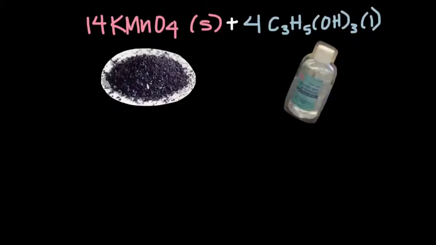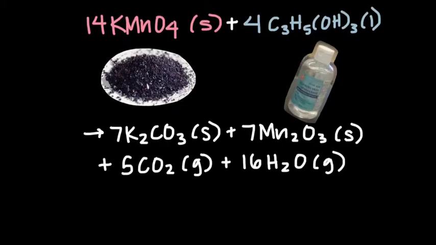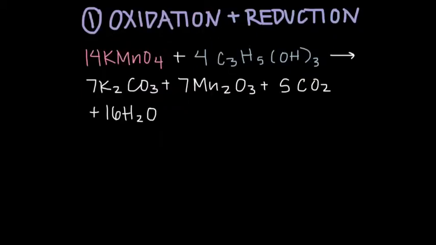Several reactions take place when the two are combined, but the one we'll be looking at today produces a potassium-based solid, a manganese-based solid, carbon dioxide gas, and water vapor. This reaction can be classified as an oxidation-reduction reaction.